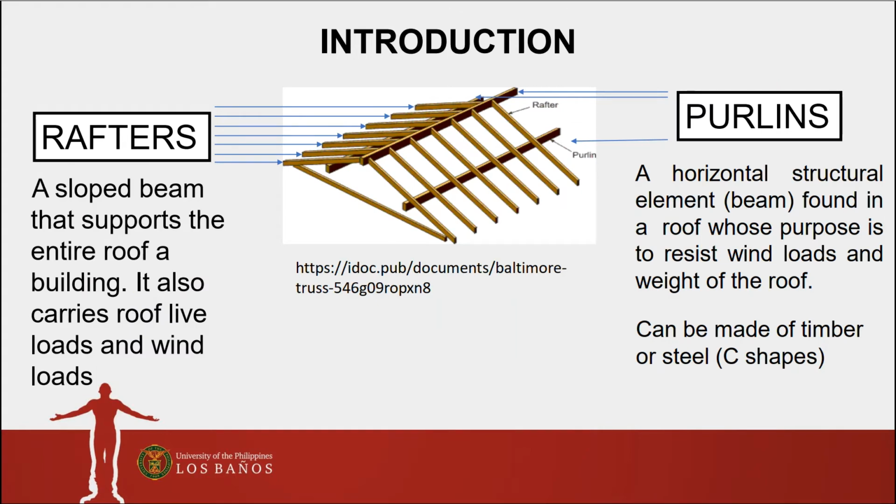So for the definition of purlins and rafters, a rafter is a sloped beam that supports the entire roof of a building. It also carries roof live loads and wind loads. Purlins, on the other hand, are horizontal structural elements found in a roof whose purpose is to resist wind loads and the weight of the roof. Purlins are commonly made of timber or a C-shaped steel section.